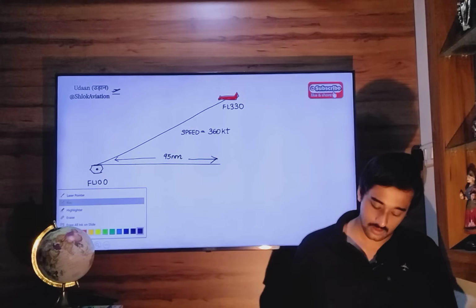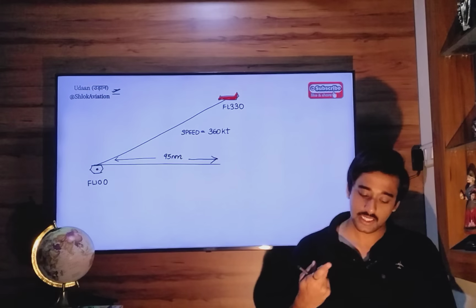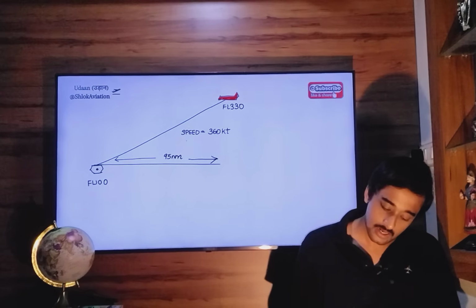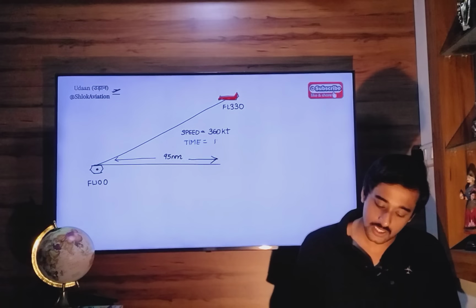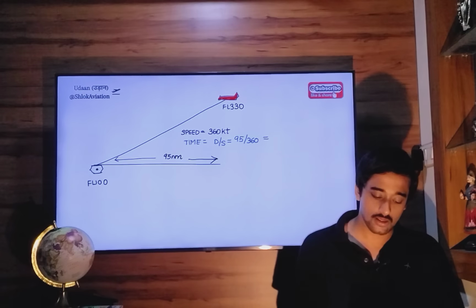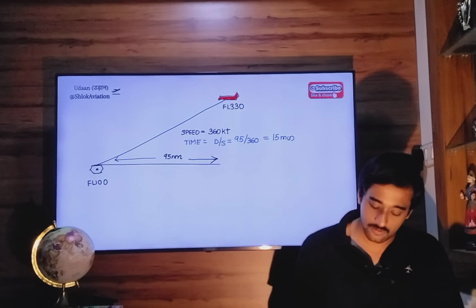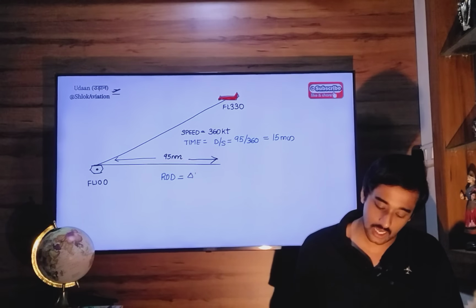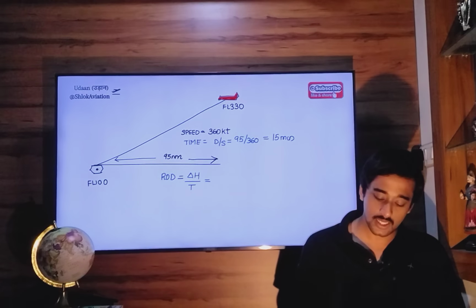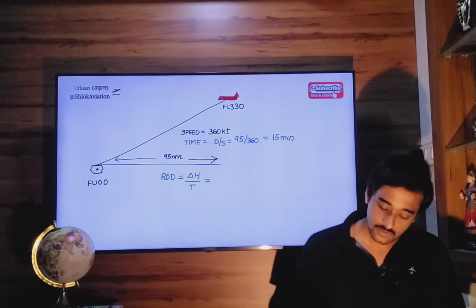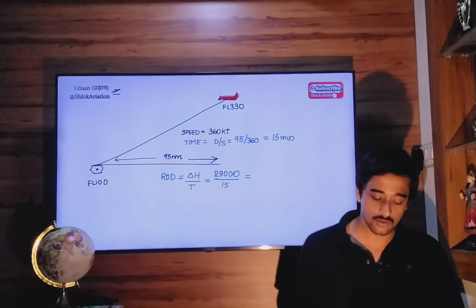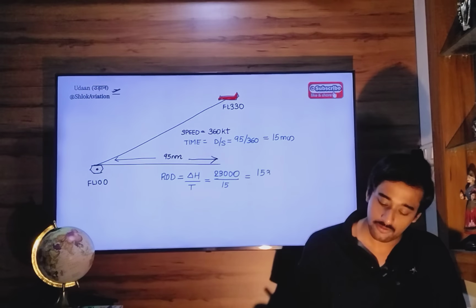Now, speed is 360, distance is 95, time will be equal to distance by speed. So 95 by 360 is equal to 15 minutes. So rate of descent equals change in height divided by time. So 33,000 minus 10,000 is 23,000 change brought about in 15 minutes, divided by 15, that is 1533 feet per minute.